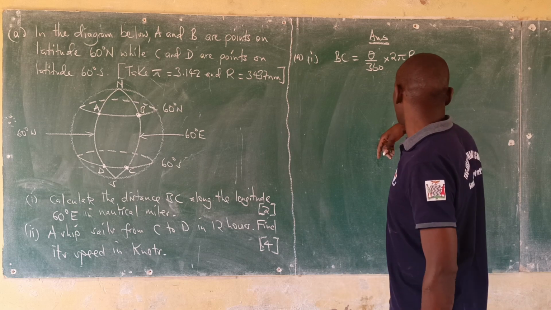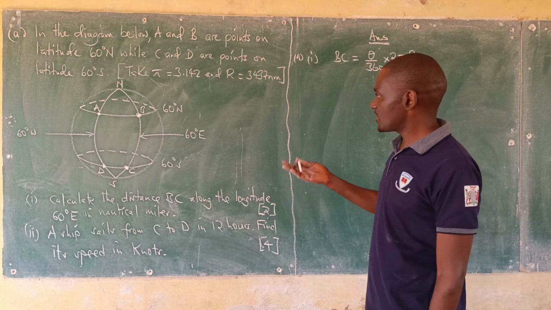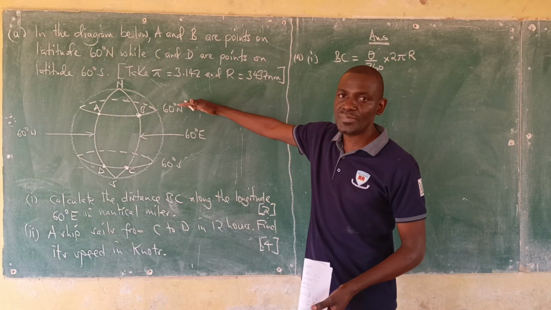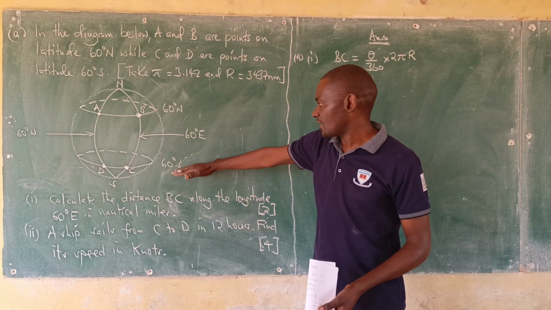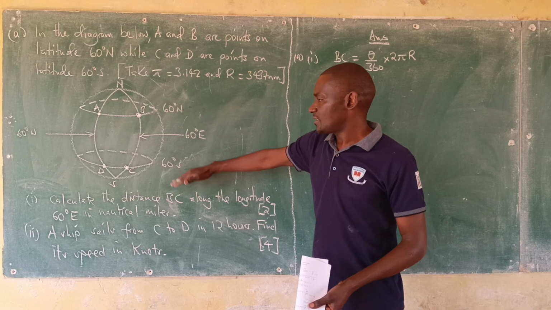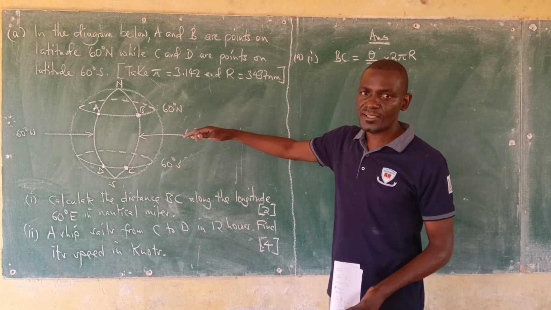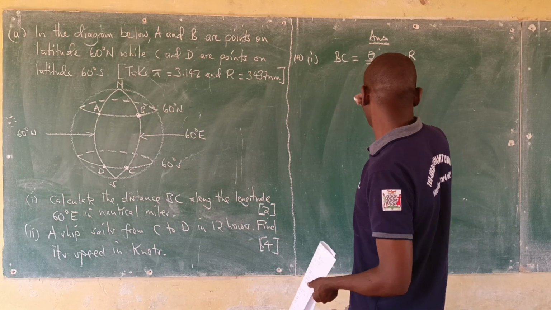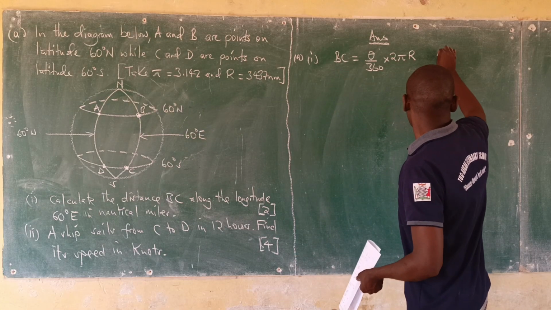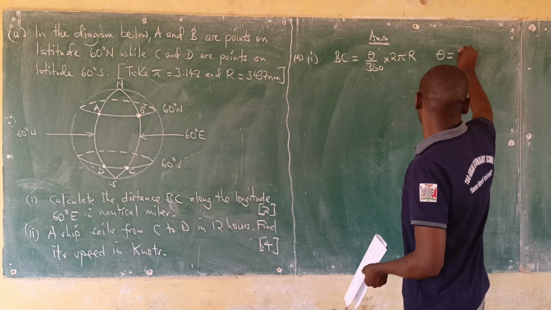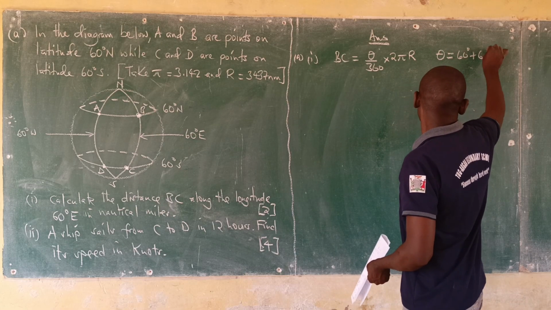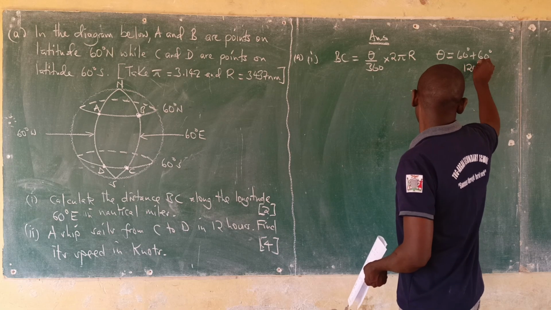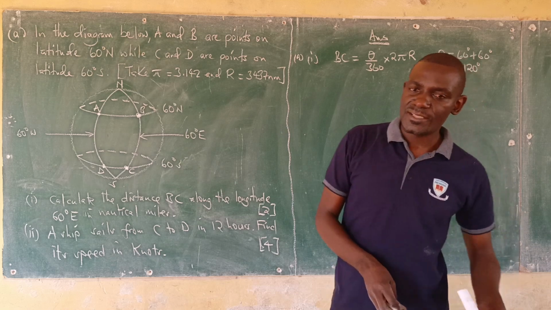Now we need to know what theta is. Theta basically is simply the difference in the latitude. So there's this latitude where B is, and then there's this other latitude where C is. So the difference in latitudes, because these are in different hemispheres, we are going to add. And so our theta will simply be equal to 60 degrees plus 60 degrees, giving us 120 rather. So we have 120 degrees.